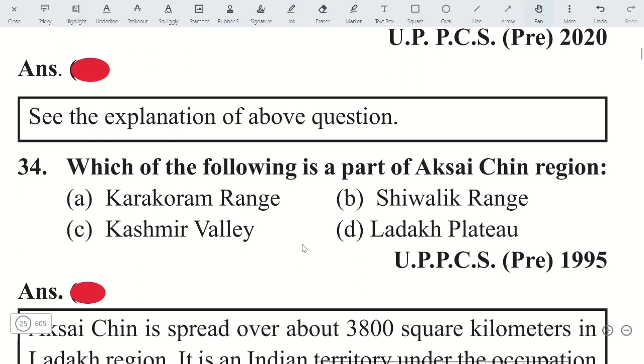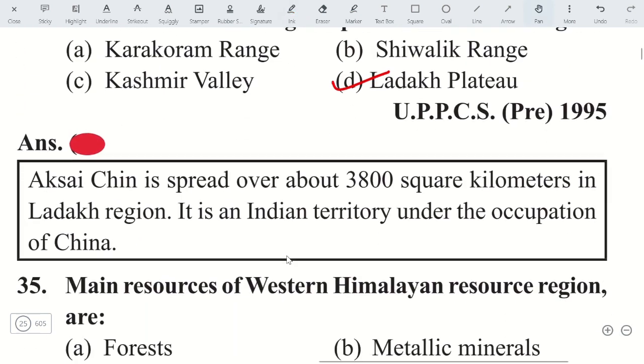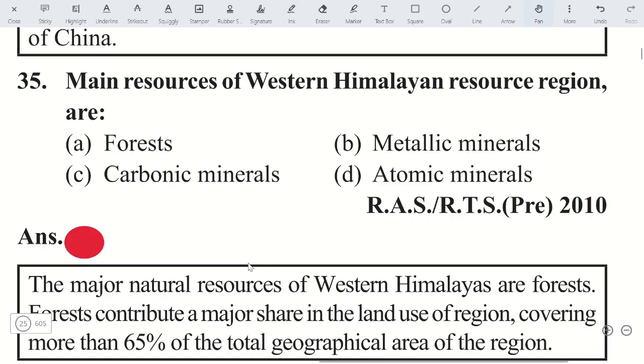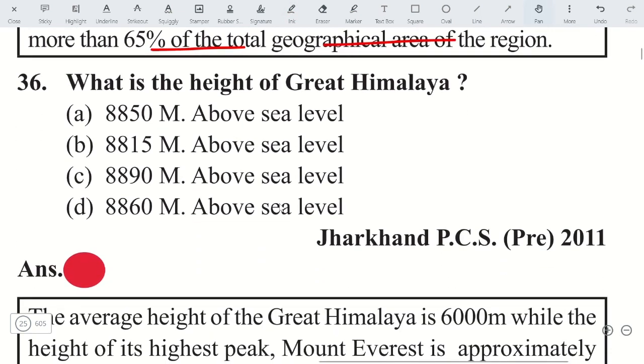Next, which of the following is a part of the Aksai Chin region? Actually, the Aksai Chin region comes under the Ladakh Plateau. Next question. The main resource of the Western Himalaya resource region is forest, because almost 65% of the area is covered by forest. Next question.